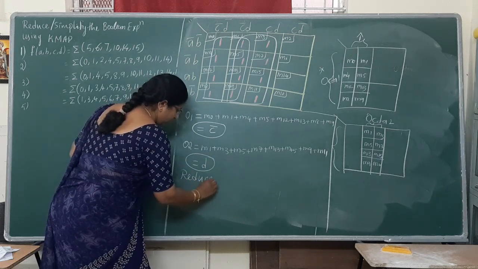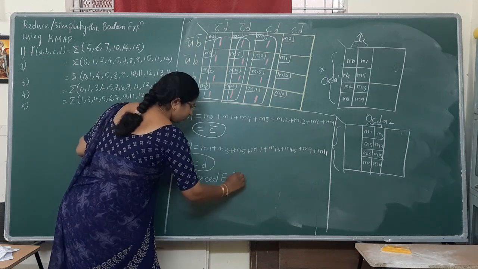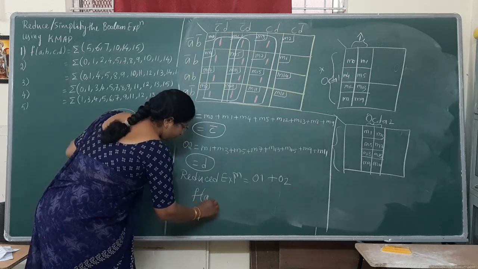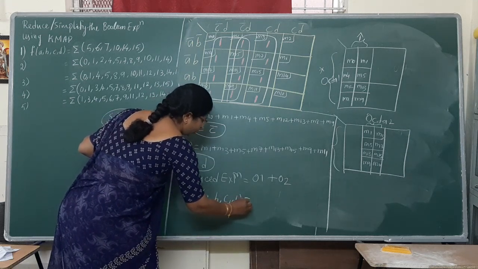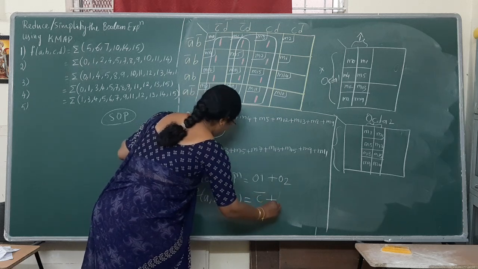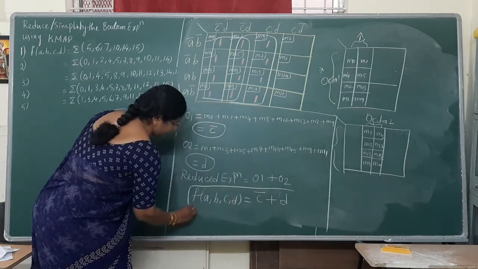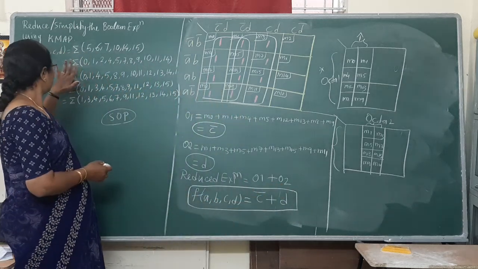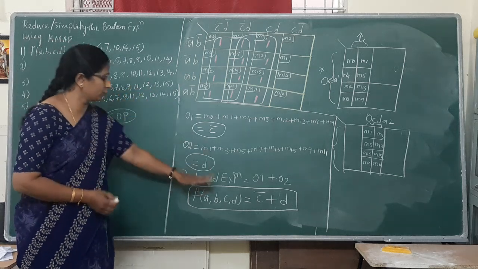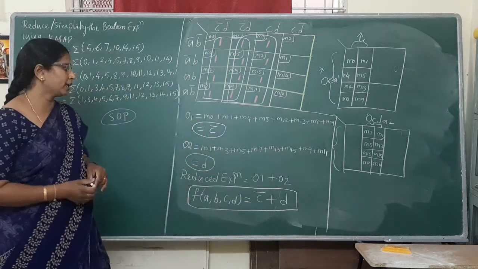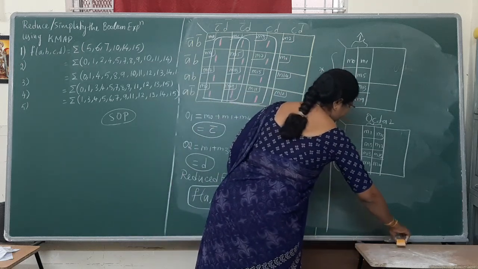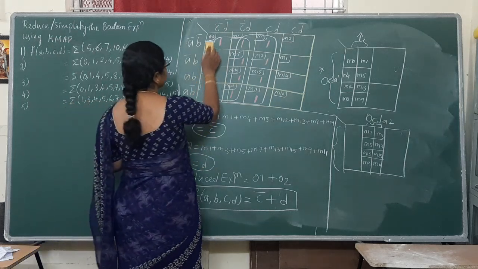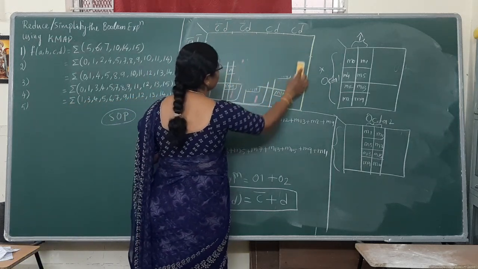Reduced expression equal to octa 1 plus octa 2. What will you get? F of A, B, C, D equal to C complement plus D. This is your reduced expression for the given Boolean expression. It contains many terms that get reduced to two terms with a single variable in octa. Okay, shall we move to the last one? That is your same labels. A terms is going to be changed.